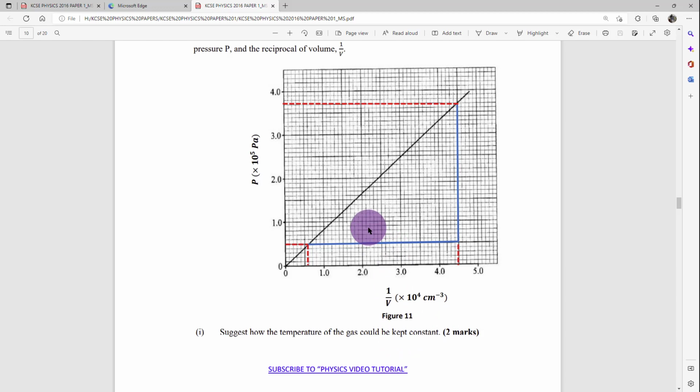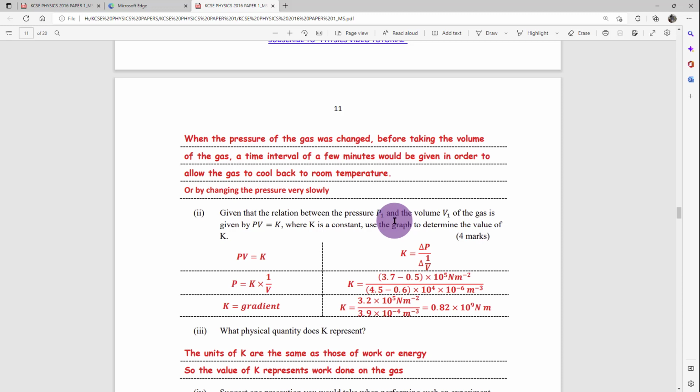We could change the pressure of the gas very slowly, or after we change the pressure of the gas, we allow it to stand for some time so that it can cool back to room temperature before we measure the new volume. So when the pressure of the gas was changed, before taking the volume of the gas, a time interval of a few minutes would be given in order to allow the gas to cool back to room temperature. Or alternatively, as we have just agreed, by changing the pressure very slowly.